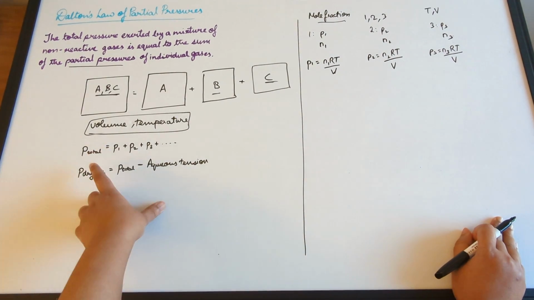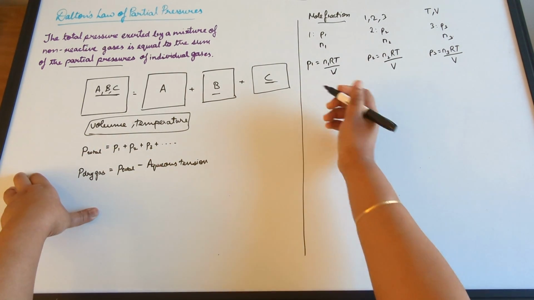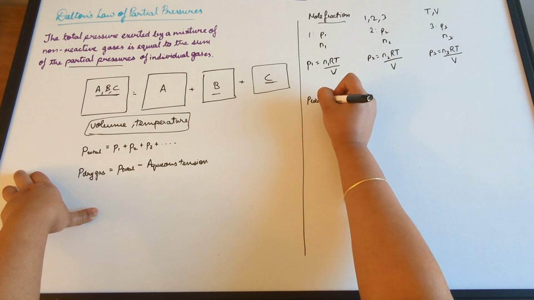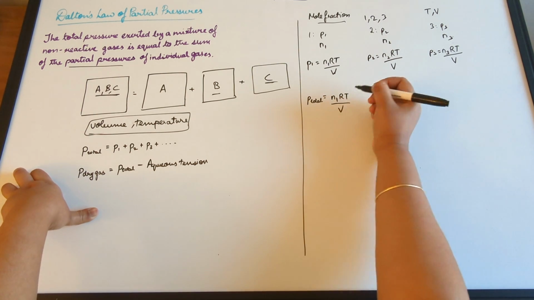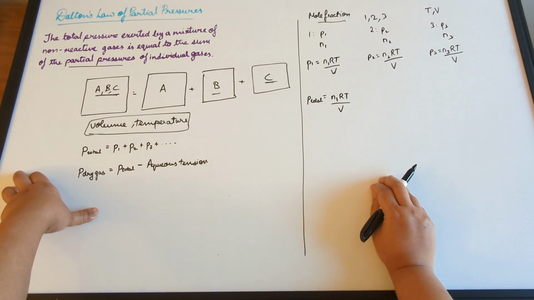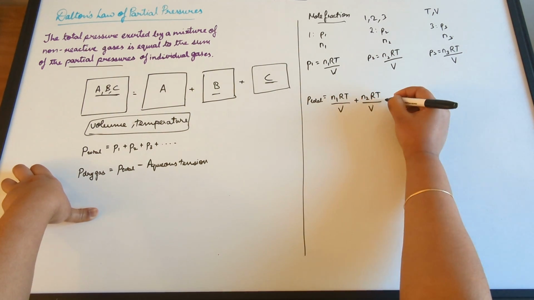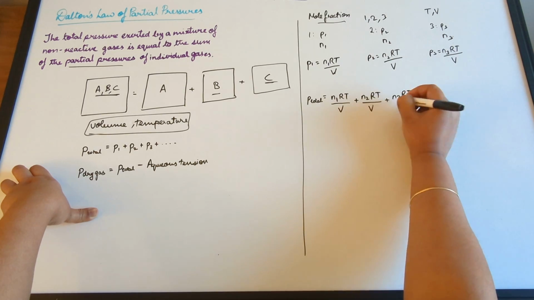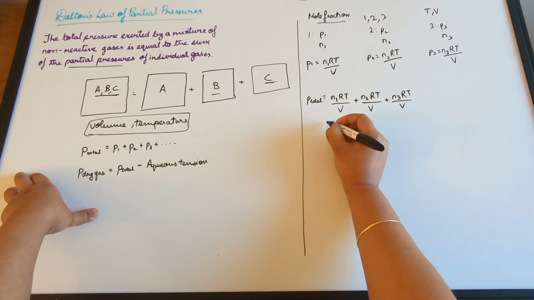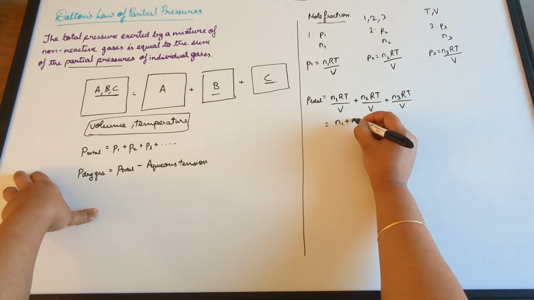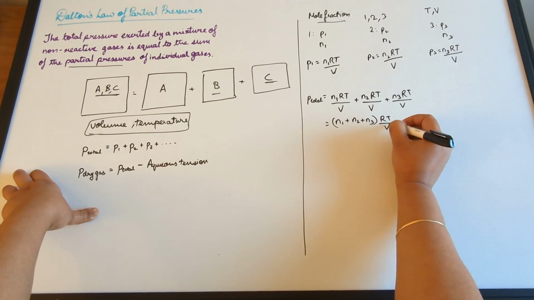Now we are taking Dalton's law of partial pressures, where P total equals P1 plus P2 plus P3 and so on. So P total equals P1, that is N1RT by V. Now R is also going to stay constant because it's the universal gas constant, plus N2RT by V plus N3RT by V. Now these 3 values are constant, right? So we will take them out. So we get N1 plus N2 plus N3 whole into RT by V.